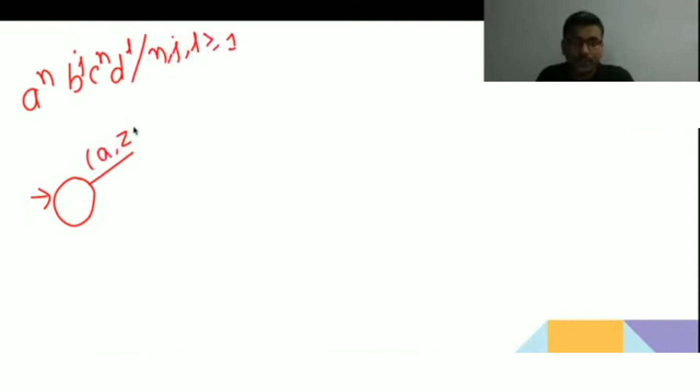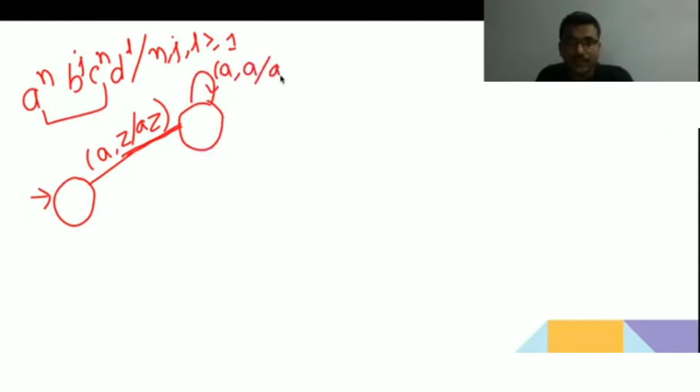Z replaced with z a. Because here you have to store a, since this should be equal. Then again, if you get a, push it on the stack; the top of the stack is a, replace it with a. The first a, then the second a, then the third, the fourth, any number of a, then you will get b.